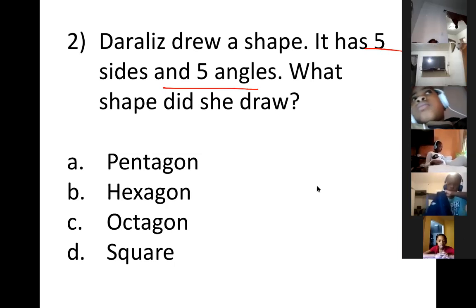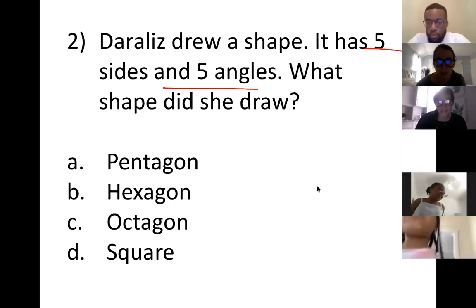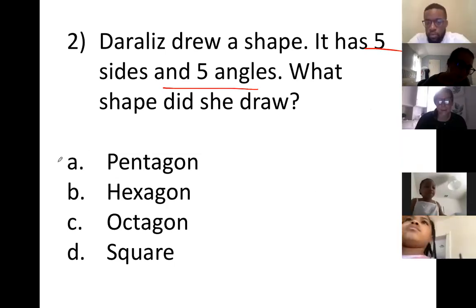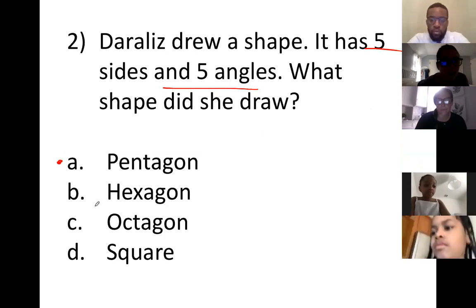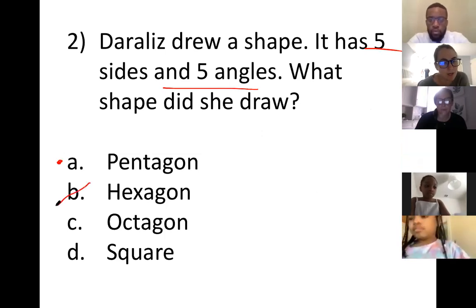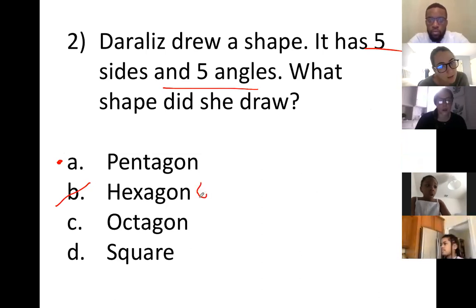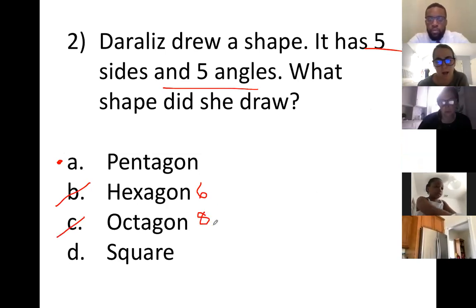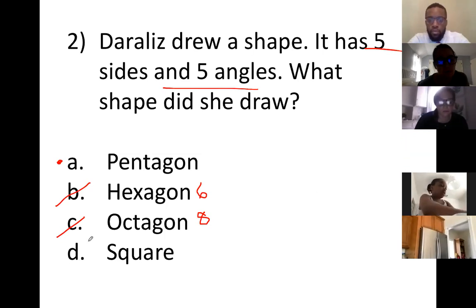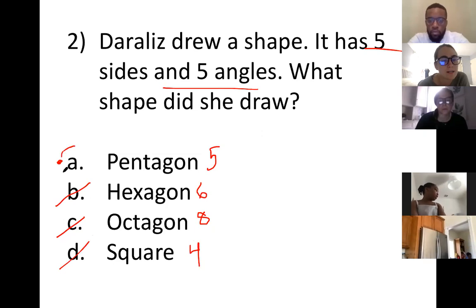So now I'm going to go through my answer choices and see what matches what I think my answer is. So A says a pentagon. I'm going to put a dot there. B says a hexagon. No, I know a hexagon has 6 sides and 6 angles. I see an octagon. That's not right. An octagon has 8 sides and 8 angles. Or a square. It's not a square because I know a square has 4 sides and 4 angles. I know a pentagon, though, has 5 sides and 5 angles. So my answer is A.